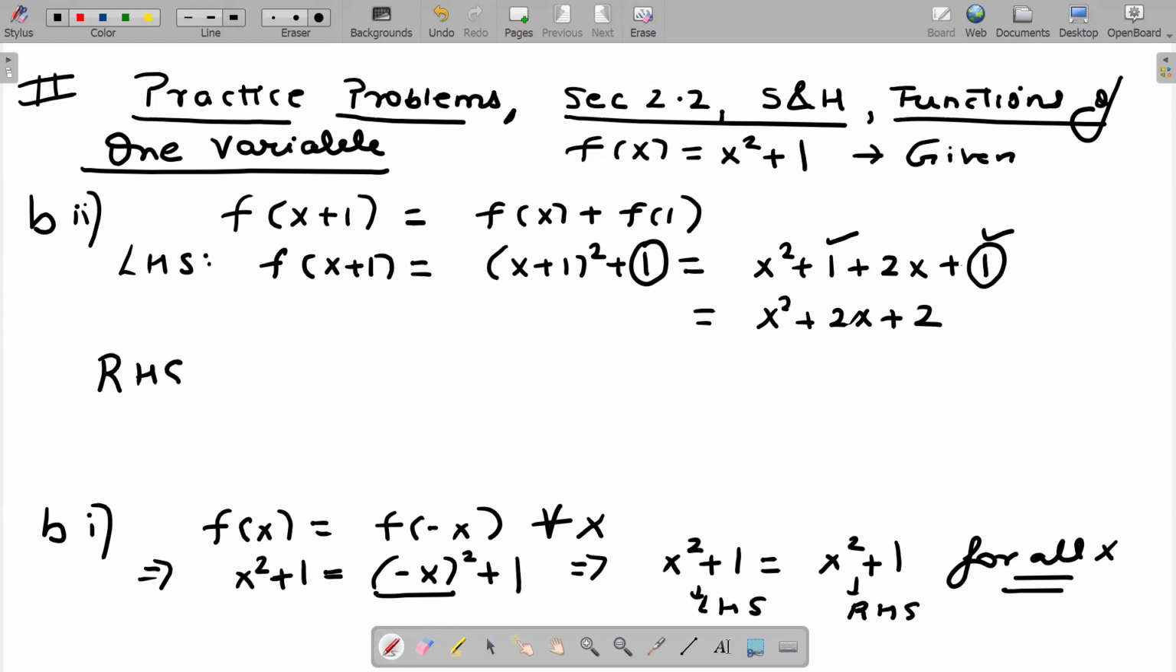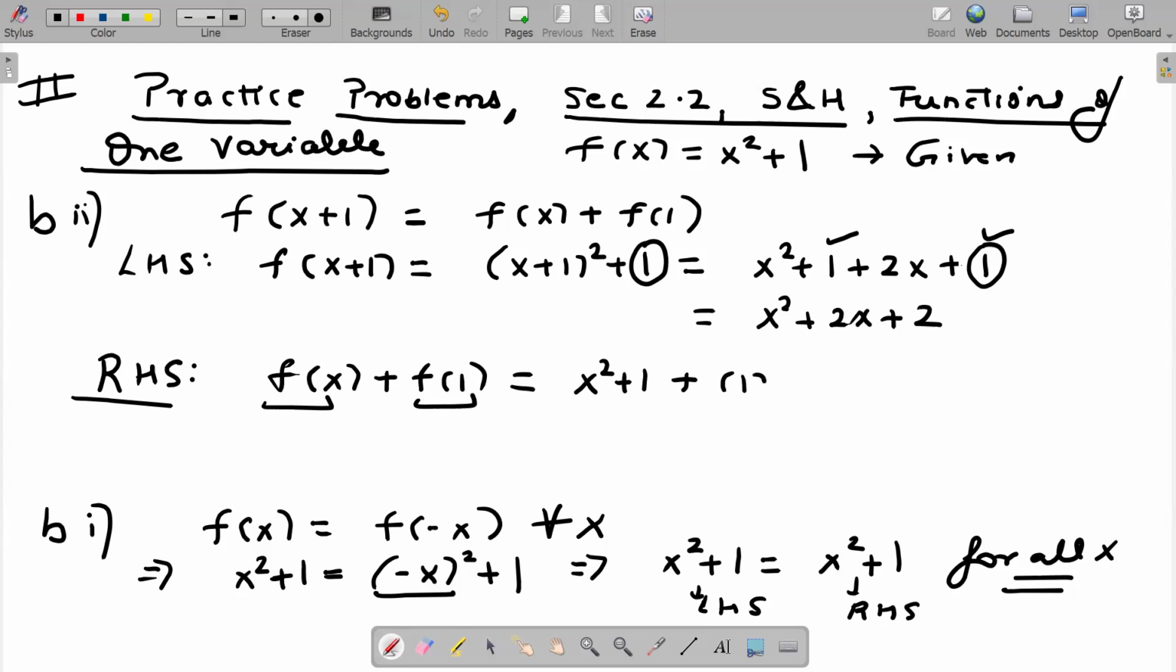Right hand side, f of x plus f of 1 will be f of x, which is x square plus 1, plus f of 1, which is 1 square plus 1. How do I find f of 1? Put x as 1 here. So this is going to be x square plus 1 plus 1 plus 1, which is x square plus 3.